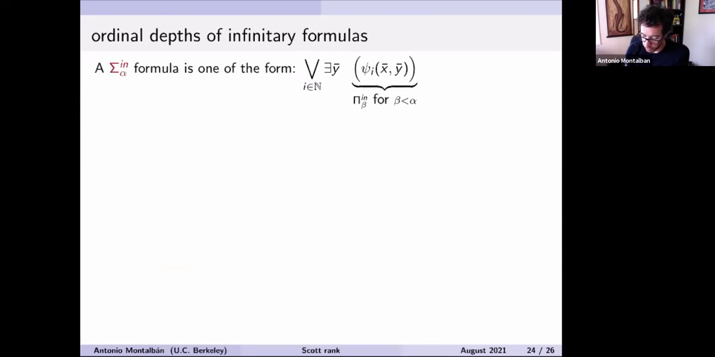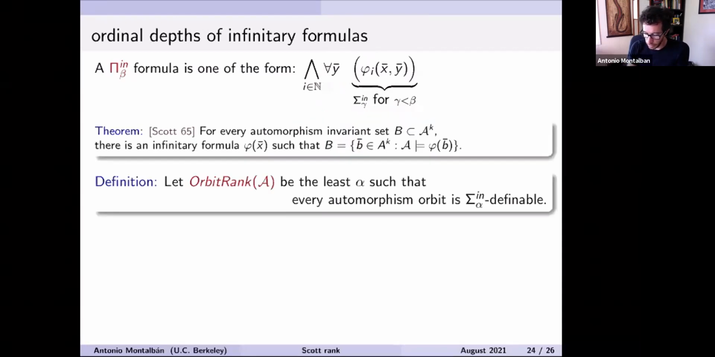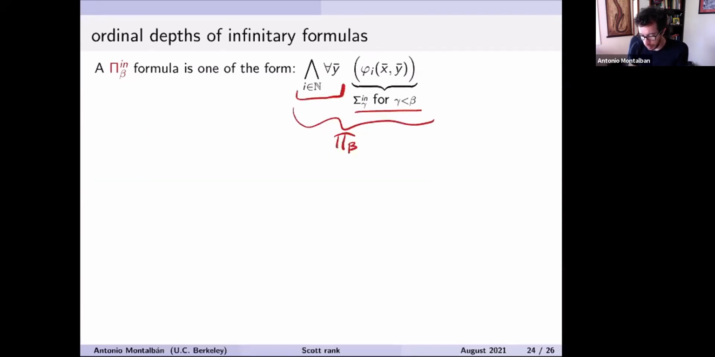And if you have these ones are pi beta, and then we have infinitary disjunction, here we have sigma alpha. Okay, so it's a disjunction of things that are of smaller rank. Cool. And I guess it would require a proof. I'm going to skip the proof.